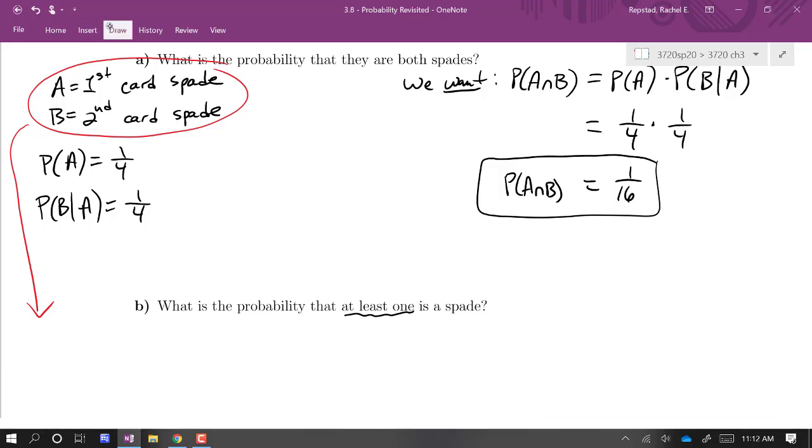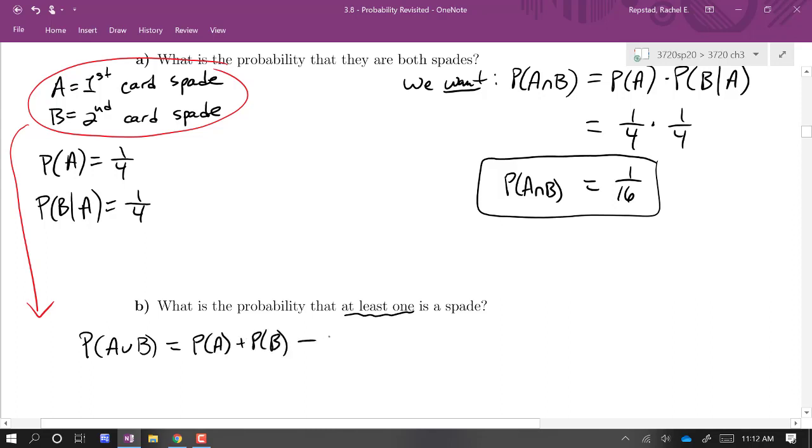Well, if I want the probability that at least one is a spade, I want the probability of A union B. And we know that this is P of A plus P of B minus P of A intersect B. I have to subtract off that intersection. A and B are not mutually exclusive. They can certainly both happen at the same time.